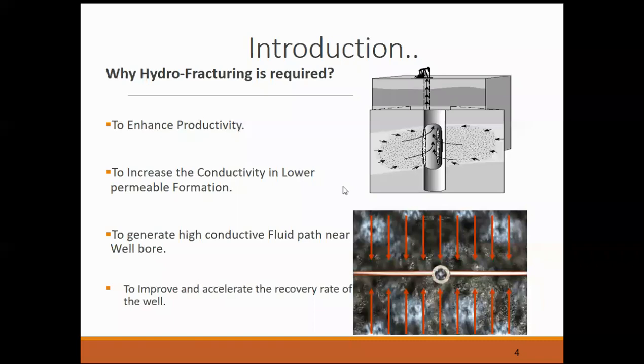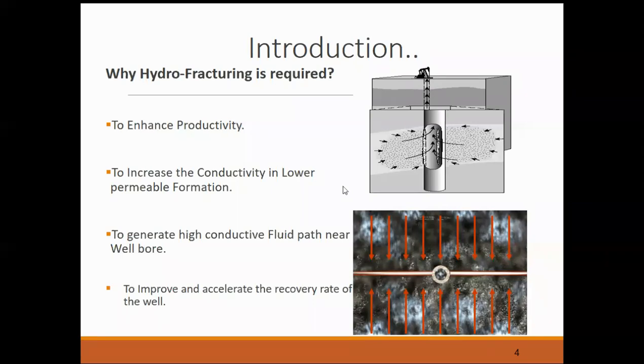Another reason is to increase the conductivity in lower permeable formations. Some formations have naturally lower permeability. So to increase conductivity in such formations, this fracturing operation is required, to generate a highly conductive path, as I already told you, to improve and accelerate the recovery rate of the well.